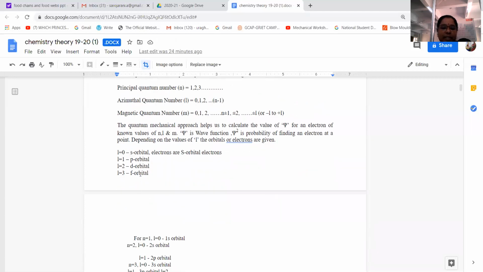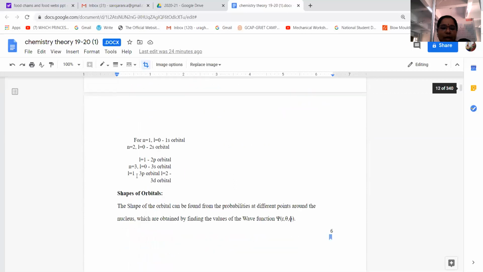Correct? So these are some examples: l is equal to 0, s orbital. So electrons are in the s orbital. Like if l is equal to 1, p orbital, l is equal to 2, d, and l is equal to 3, f orbital. Correct? Like this, you can do simple calculations by giving various values. So in which orbital will the electrons fall? Whether it is 2s, 2p, 3d, 4s, or whatever it may be. Based upon the quantum numbers only, we are going to predict where the electrons will fall.